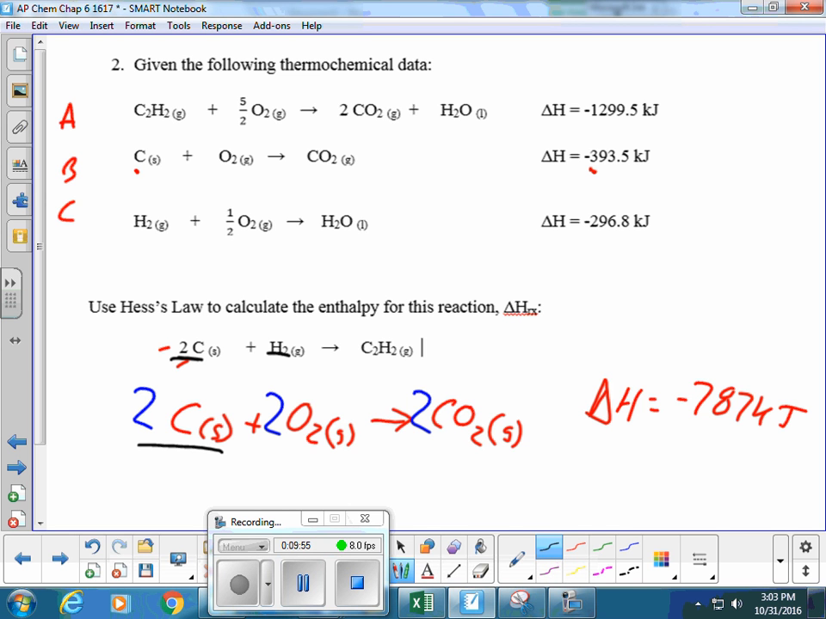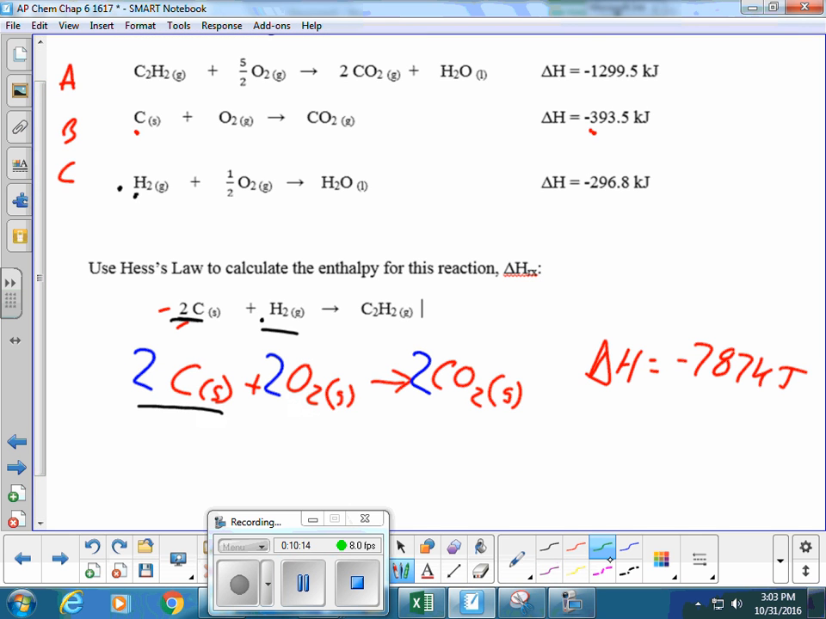So, I've got one H2 here and one H2 up there, so it looks like I can write that reaction as it is. I think I'll use green for this one, for reaction C. So I've got H2 plus 1/2 O2. Now that's kind of weird, isn't it? The 1/2 O2.